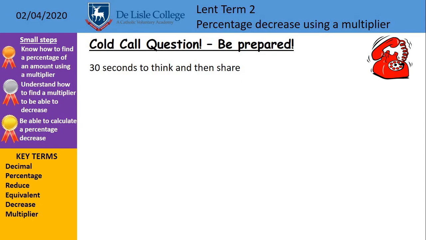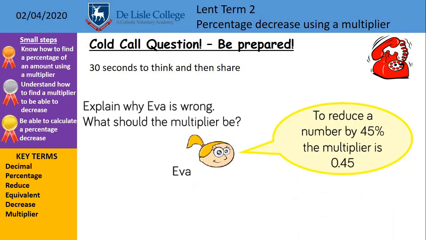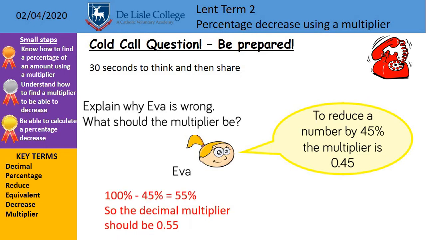Another cold call question. So can you explain why either is wrong, and can you tell me what should the multiplier be? Pause the video, have a go at this on some note paper or in your exercise book, and then continue playing when you're happy for me to talk through. So Eva says to reduce a number by 45%, the multiplier is 0.45. Okay, so hopefully you have seen that Eva is incorrect.